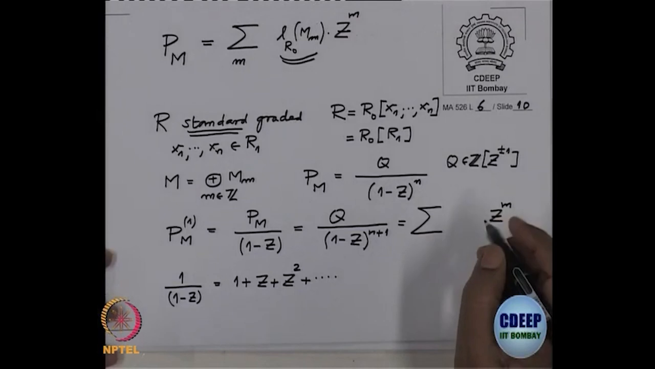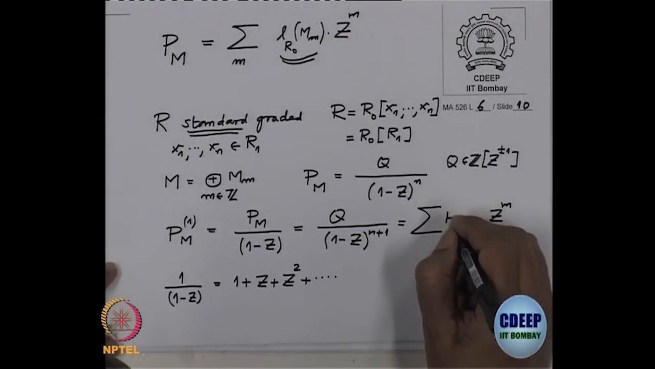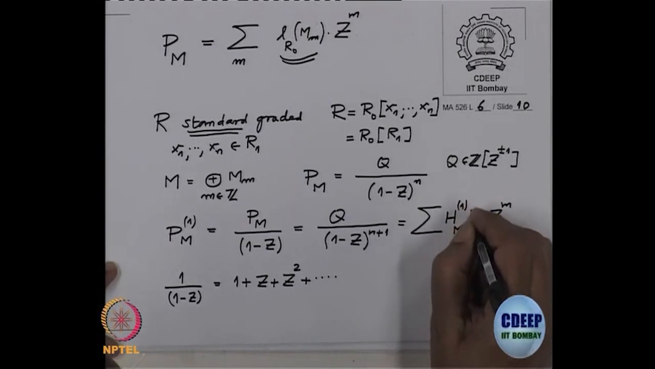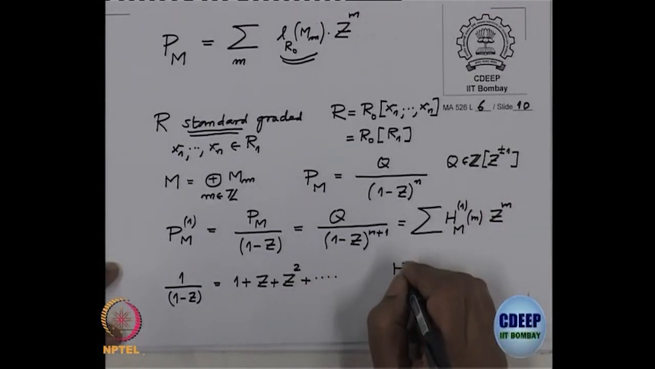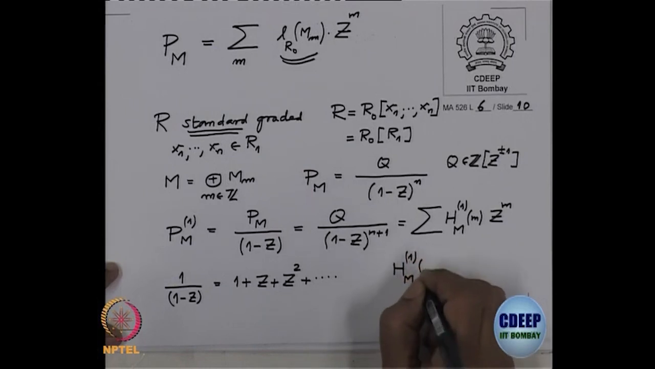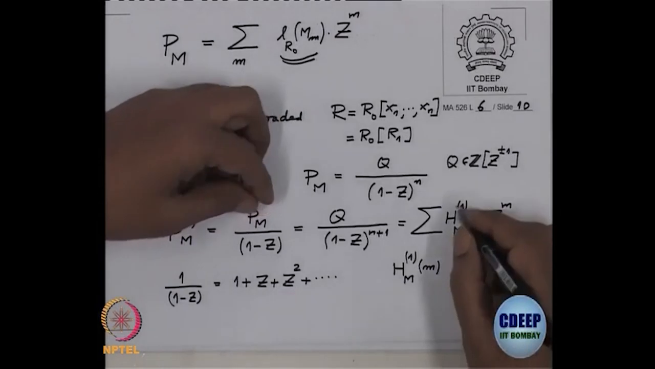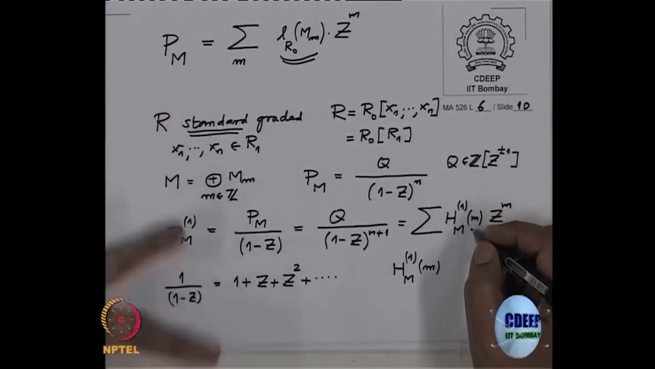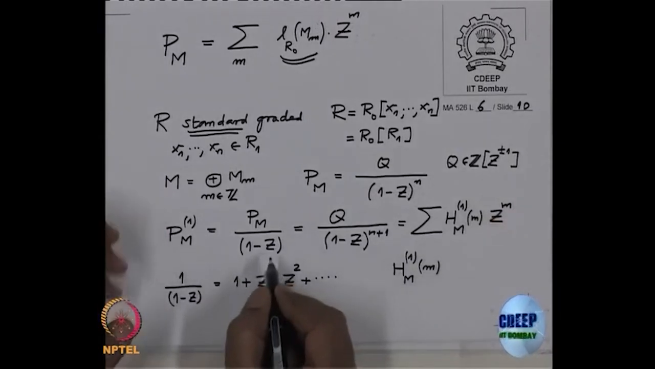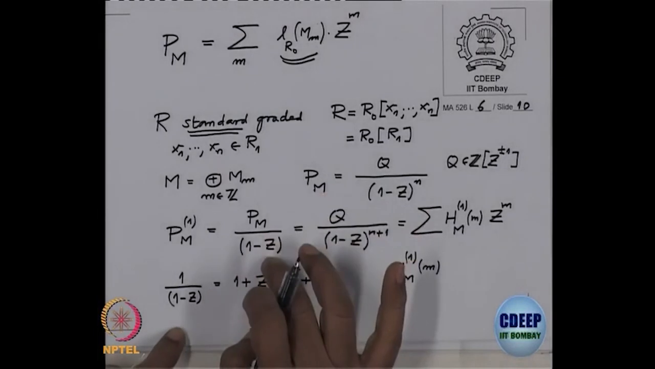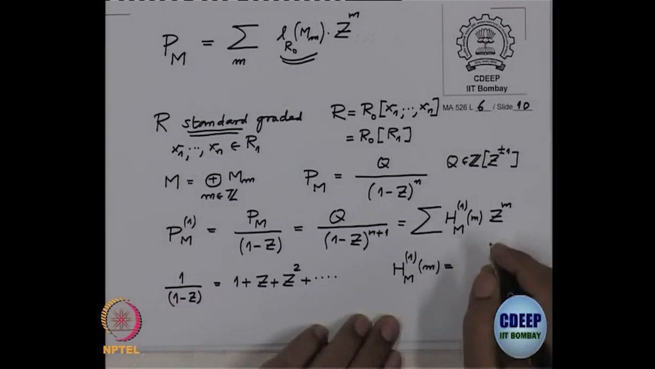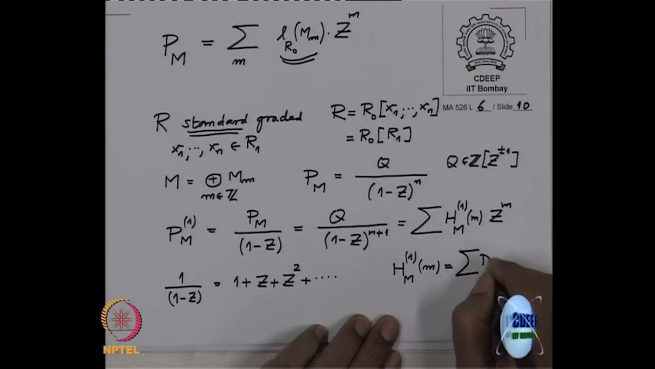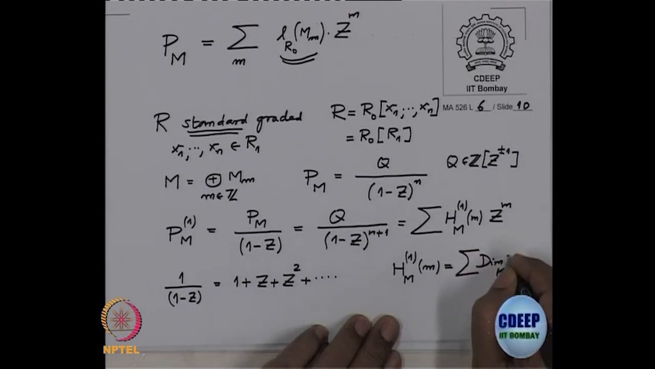So, the coefficients here, I will denote them by h1_M at m. And what is h1_M at m? See here, what was it originally? It was only the length or dimension, and here now it will get added up, because when I multiply by this power series, 1 over 1 minus z, they will get added up. So, this h1_M at m will be equal to the sum of dim_k of M_i, with i going up to m.